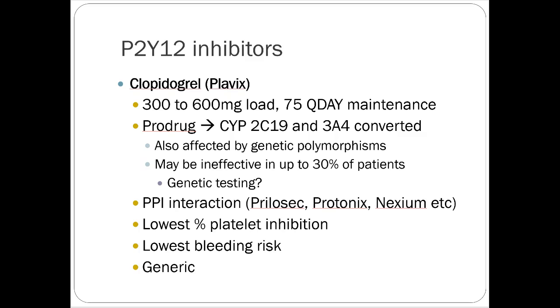All right, let's talk about our P2Y12 inhibitors. P2Y12s, the most common one and the oldest one is clopidogrel or Plavix. I talked about Plavix really briefly, if you remember, during the very first set of lectures when we talked about prodrugs, because Plavix is kind of a hallmark prodrug. It needs to be activated by certain CYP enzymes and converted.